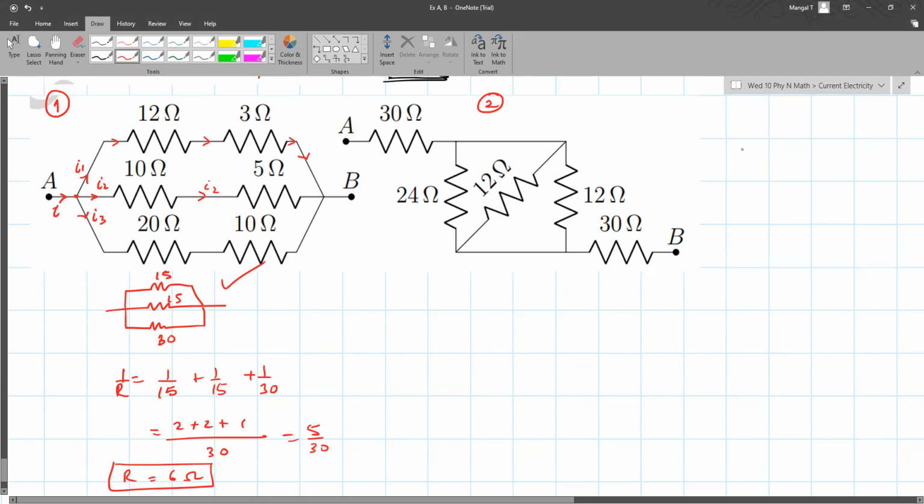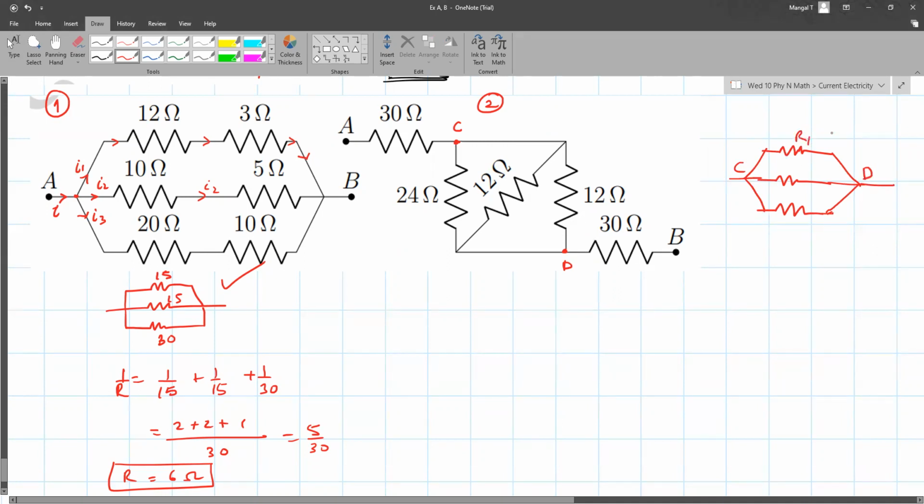Now, this is a very interesting circuit. Okay, something which is so easy has been complicated to confuse you. Let us call this point as C, and let us call this point as D. I'm showing you 3 resistors which are parallel to each other. Okay, and let us call this point as C and D.